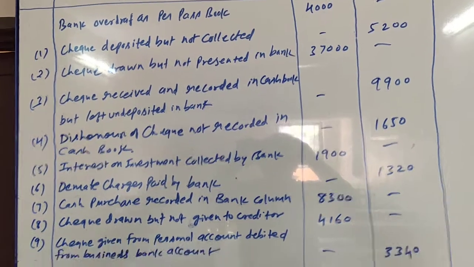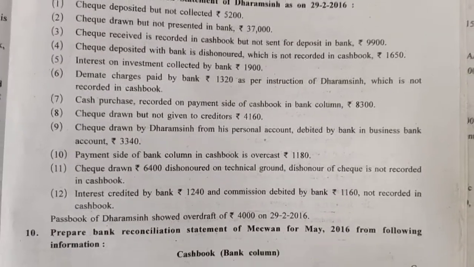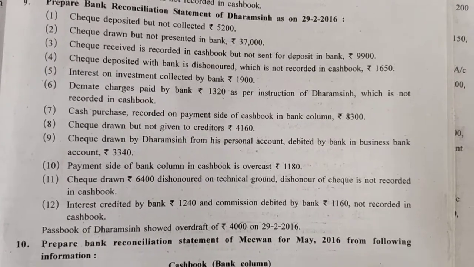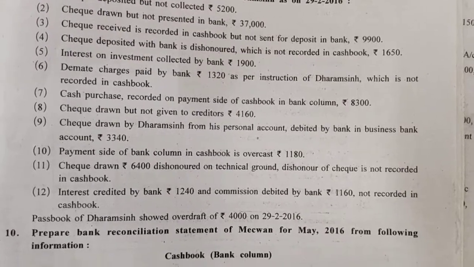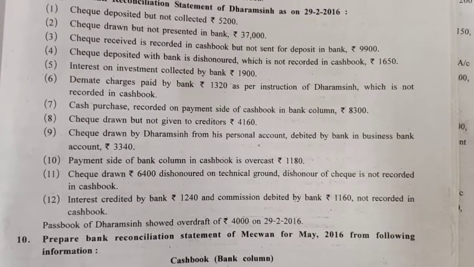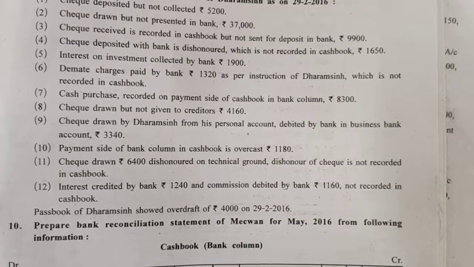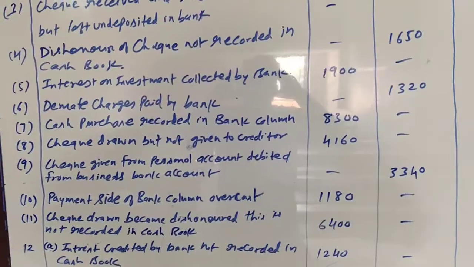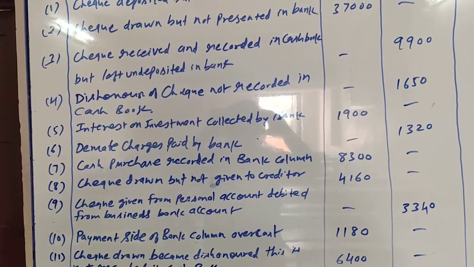Next, eighth one, check drawn but not given to creditor 4160. Friends, here check is drawn but not given to creditor. So check, when we draw, we write it at the credit side of cash book. Now as it has not been given to the creditor, it is not going to be debited in bank, right? So we will be debiting this amount in our BRS. So here it is. 8 number, check drawn but not given to creditor 4160.